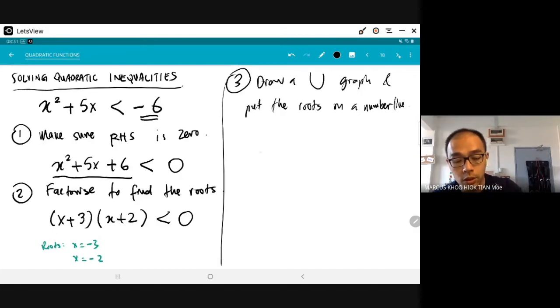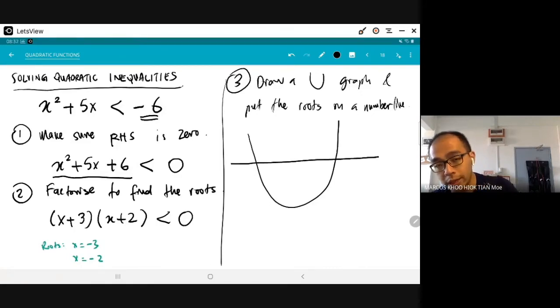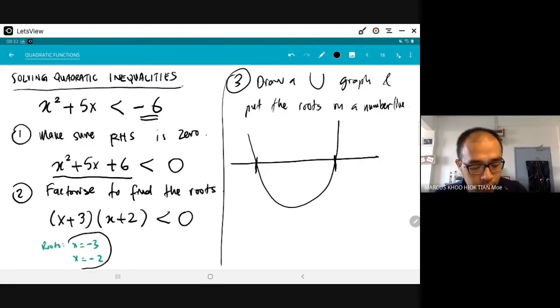Okay, so lukis graf begini berbentuk U. Okay, then lepas itu kamu lukis satu garis mendatar and then put the roots over here. Tapi itu, tempat kamu letak itu roots, mesti masuk akal lah. Okay, kalau kamu punya root is negative 3 and negative 2, sebelah kiri mesti negative 3. So, itu nombor yang lebih kecil. Dan sebelah kanan mesti negative 2.